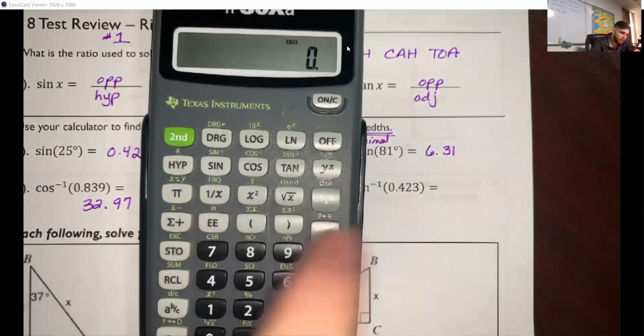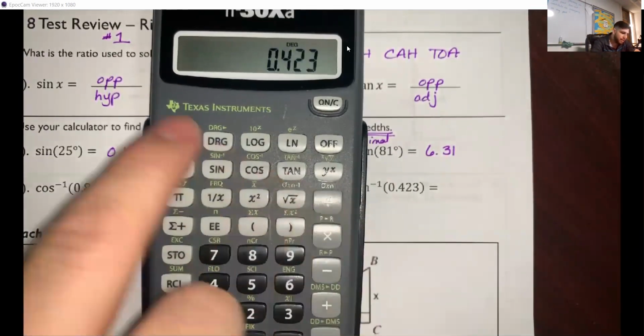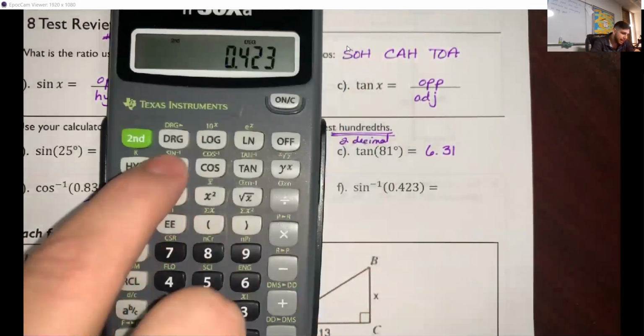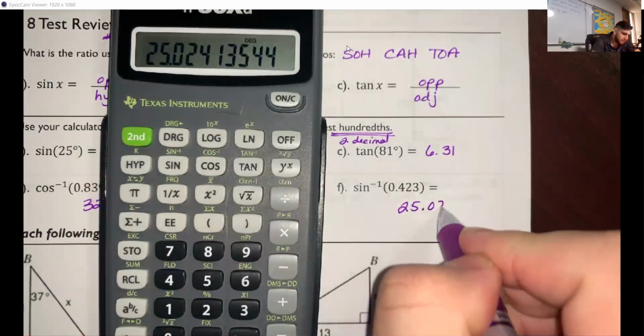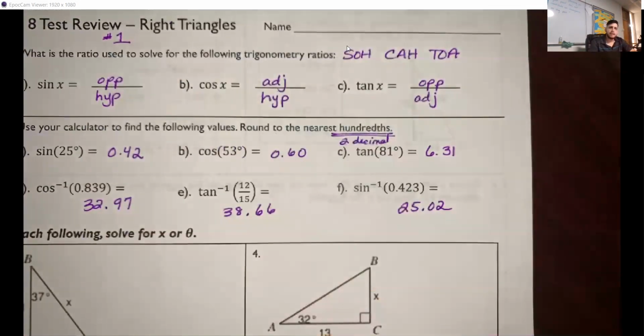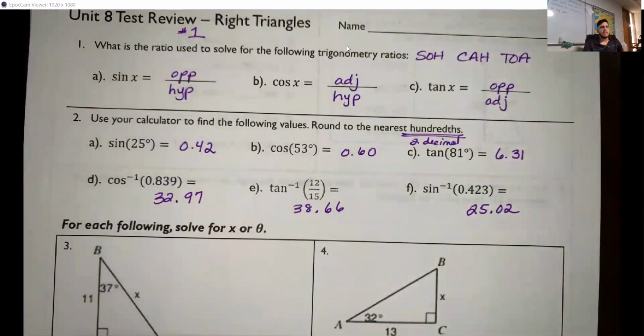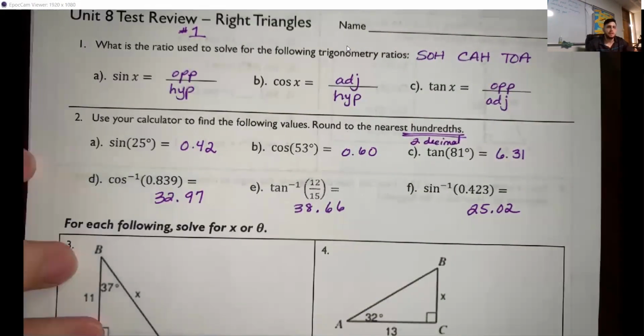So anyways, we're going to go ahead and put 0.423 second sine, and that gives us this decimal. So it's 25.02. All right, pretty straightforward. Really, the beginning of the test is just to reinforce some of the skills that you need to actually answer the true problems that we have to know how to do, right?